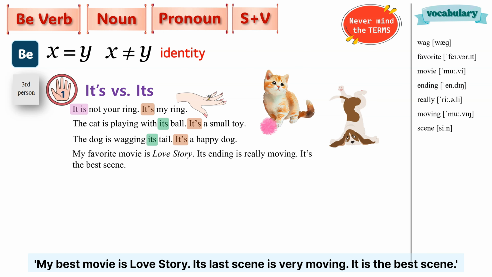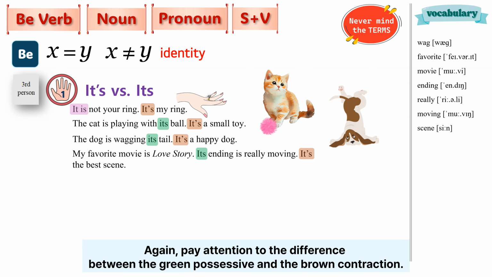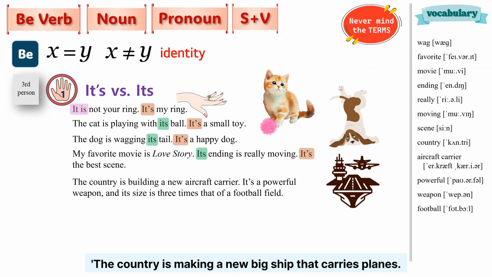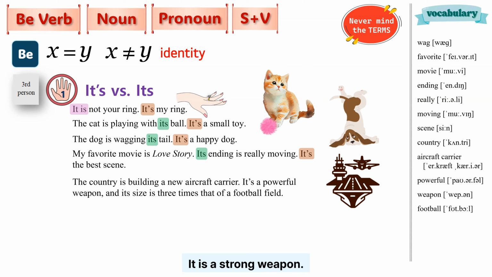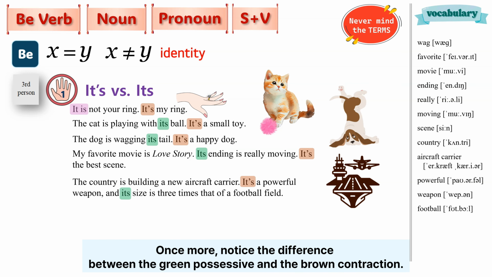My best movie is Love Story. Its last scene is very moving. It is the best scene. Again, pay attention to the difference between the green possessive and the brown contraction. The country is making a new big ship that carries planes. It is a strong weapon. Its size is 3 times a soccer field. Once more, notice the difference between the green possessive and the brown contraction.